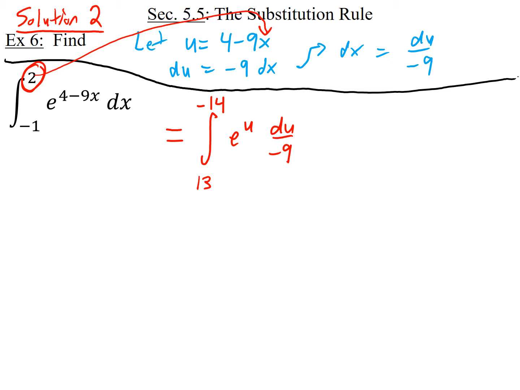Okay, so I want you to notice what happened to my new integral. So new integral, all u's, including the numbers, are u numbers now. And now you just do this integral. When you're done, you're going to plug in these numbers, this 13 and this negative 14, in for u. And that's it.